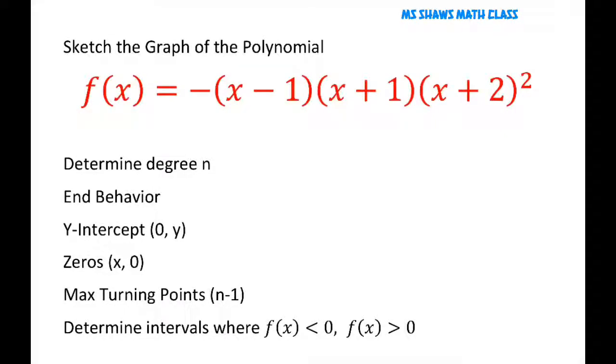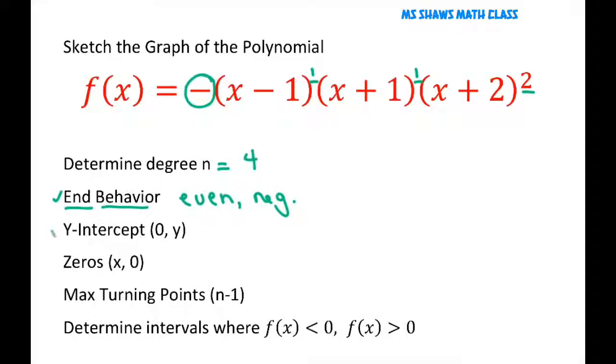Hi everyone, we're going to sketch the graph of this polynomial f of x. So the first thing we're going to do is to determine our degree. This is not in standard form, so I'm just going to take my multiplicities here and add them up. So I have 1 plus 1 plus 2 is 4, so my n is 4. That means we're going to discuss end behavior later, but just know that that's an even number. Also know that my lead coefficient here is negative. And we'll go back to this in a minute.